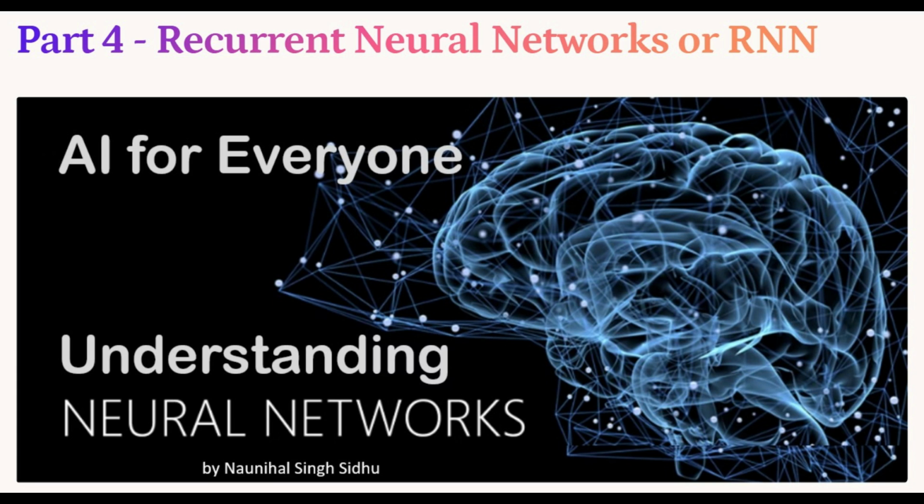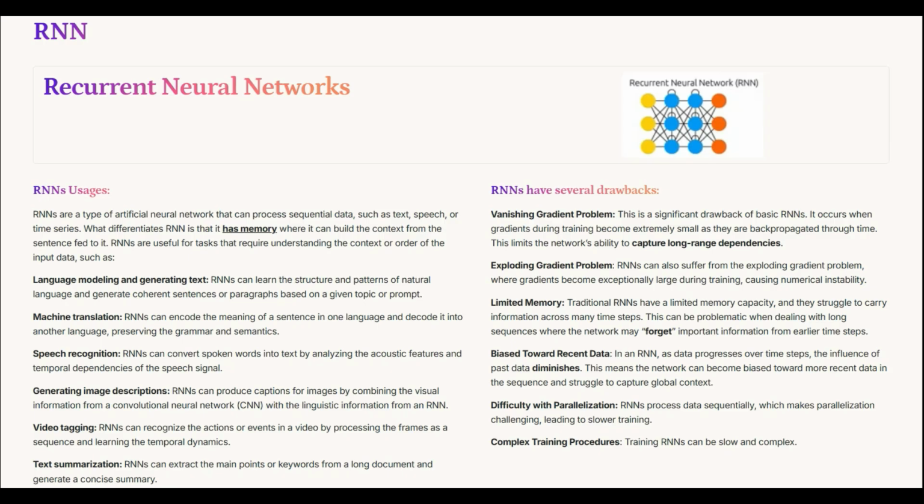This is part 4, RNN, of the series AI for Everyone. We will only look at two types of neural networks, RNN and CNN, which revolutionized the AI field, as they could be used commercially across industries. Let's first explore RNNs and learn where they can be used and what limitations they had.